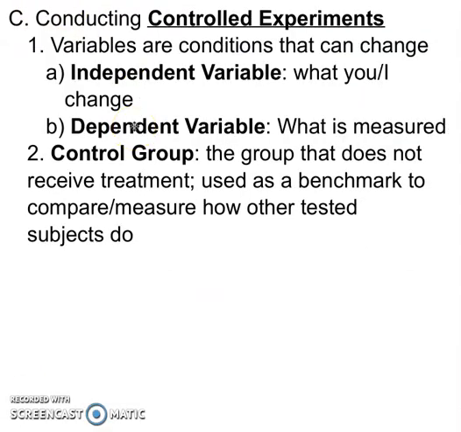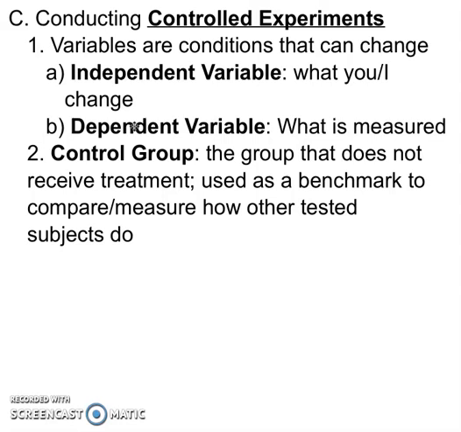All right, conducting controlled experiments. So when we test our hypotheses, statements that can be tested, there's a couple things you need to be aware of. First off, variables. Variables are conditions that can change in an experiment, and there's two types of variables that are extremely important. The first one is the independent variable, what you or I change, what you manipulate in the experiment.